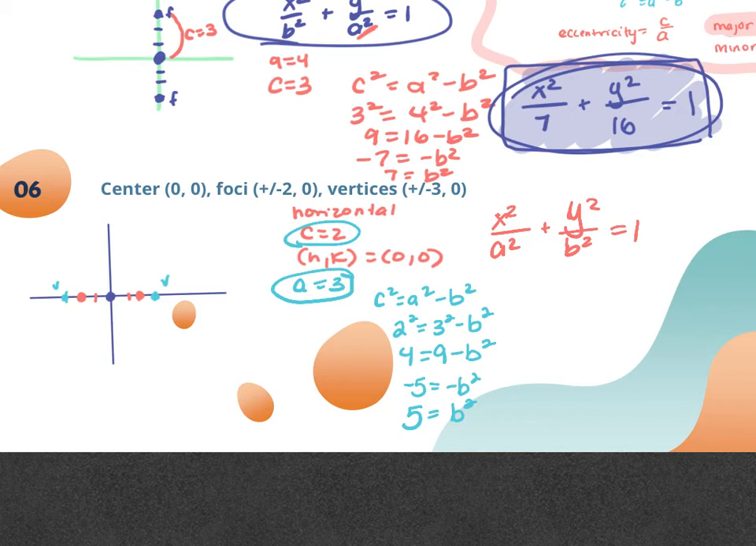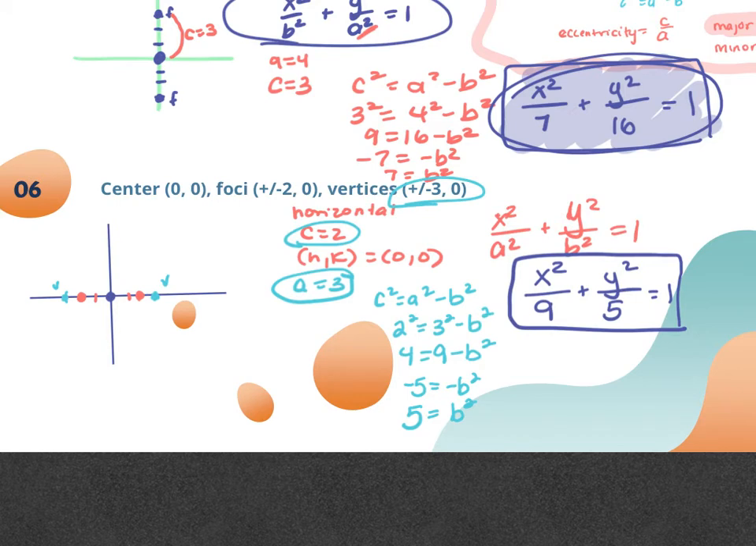Where did you get the A from? The vertices are plus and minus 3. So I went right 3 and left 3. So x squared over a squared, a is 3, so this is 9, plus y squared over b squared is 5, equals 1. Questions on that one?